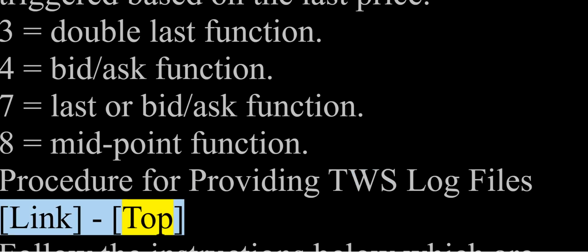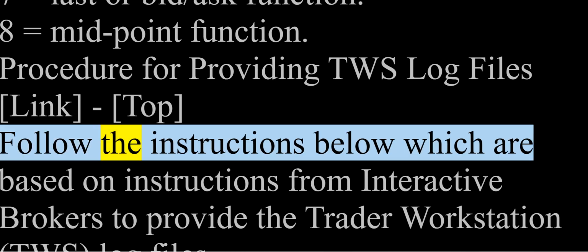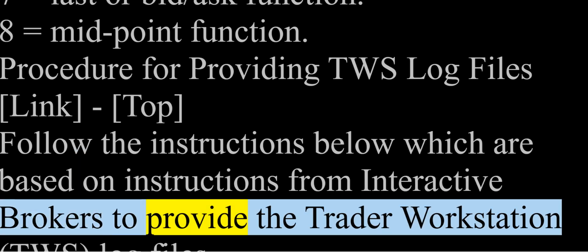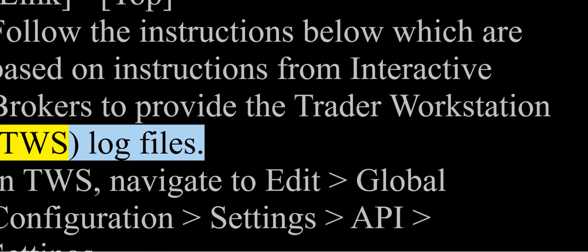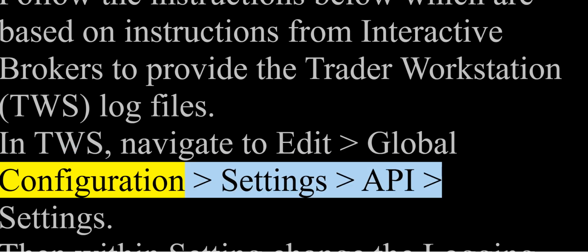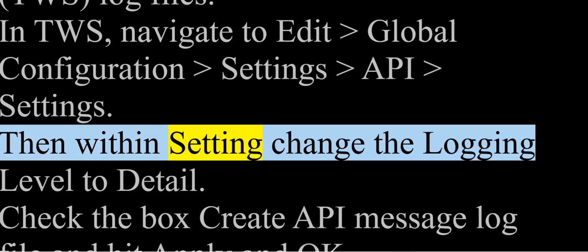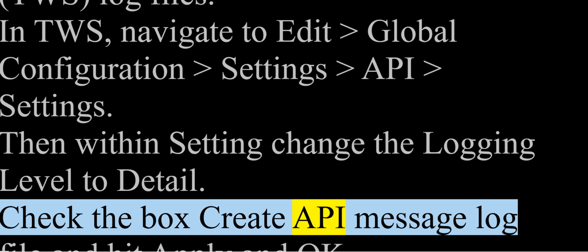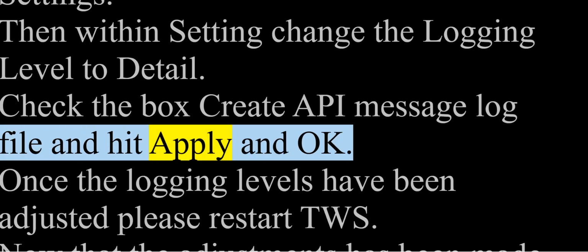Procedure for providing TWS log files. Follow the instructions below, which are based on instructions from Interactive Brokers, to provide the Trader Workstation, TWS, log files. In TWS, navigate to Edit, Global Configuration, Settings, API Settings. Then within Settings, change the logging level to Detail. Check the box Create API Message Log File and hit Apply and OK.